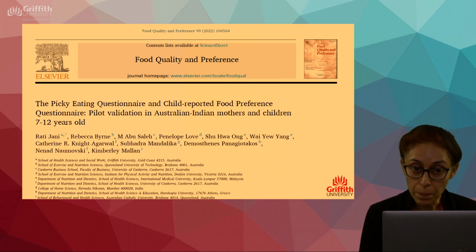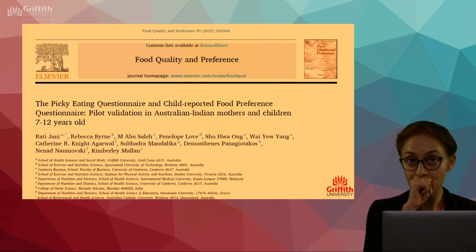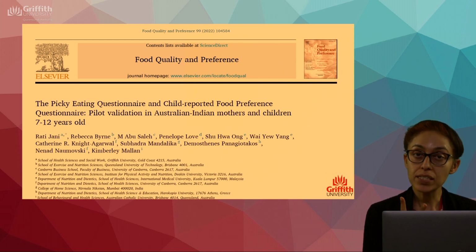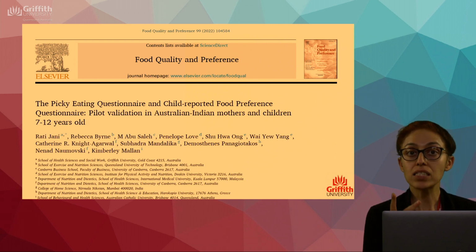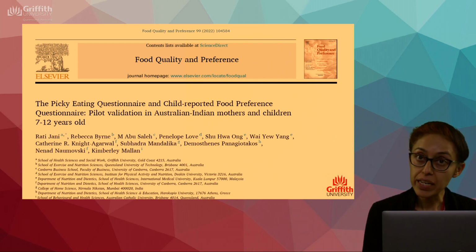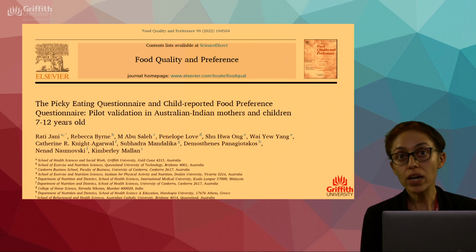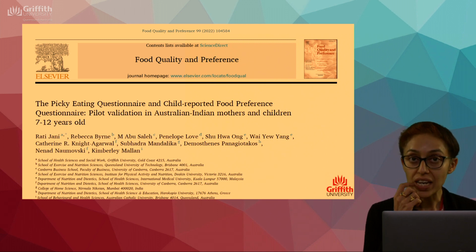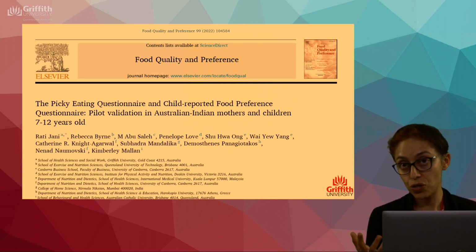Alright, so the example that I'll be using in explaining the concept of reliability and validity is, my apologies, one of my very recent publications. In this publication, I developed two questionnaires and I validated them. The first is called the picky eating questionnaire, which the mothers completed. The second is called the child reported food preference questionnaire, which the child completed. The children were 7 to 12 years old, and these tools were validated in Indians who were living in Australia.